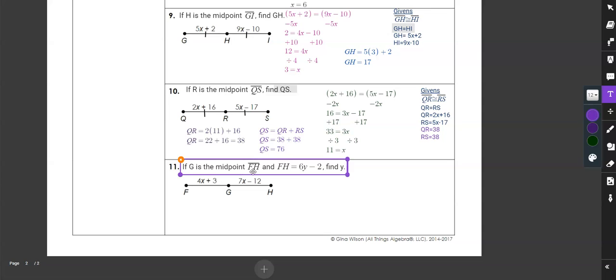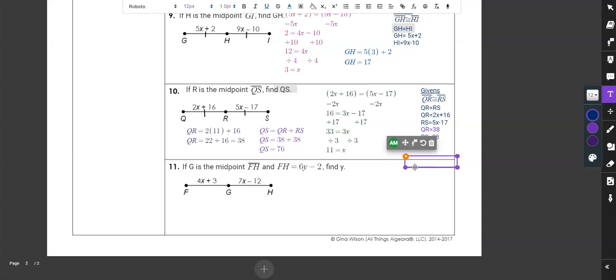Finally, if G is the midpoint of segment FH and FH is 6y minus 2, find y. So the first thing we have to do is find x. This one is a little bit more complicated. So make sure that you follow along. And if you need me to slow down, you can either watch the video at a slower speed or you can pause the video. So make sure you're taking your time.